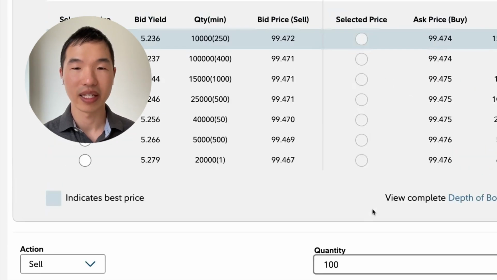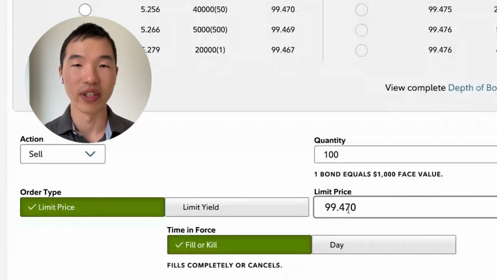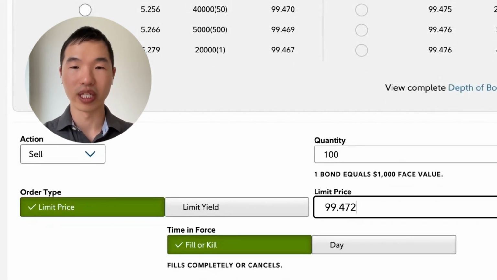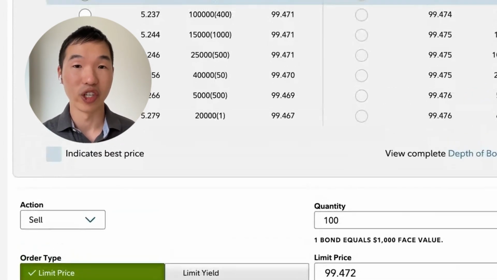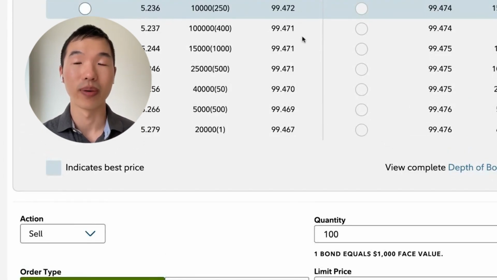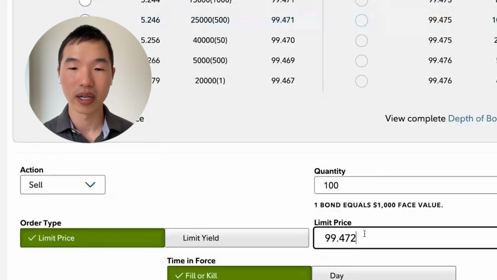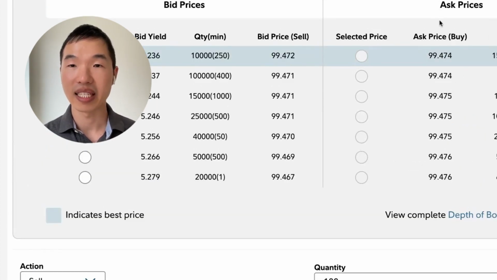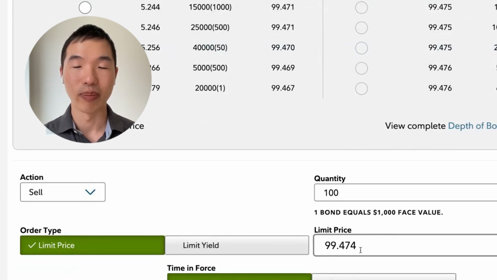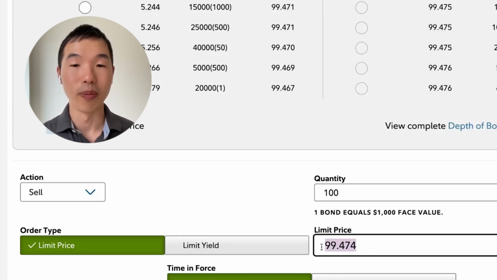Then I can choose either the limit price or the limit yield. Let's just go with the price. So let's say I want to hit this highest bid of 99.472. I can do 99.472. Or if I want to be a little bit more patient and I don't care about my order being filled right away, I can potentially put a price of 99.474, which is a little bit higher, but it's on the lower end of the asking prices. I could say I'm willing to sell at 99.474, which then means someone else has to be willing to buy at this price. This means you might not necessarily be filled.